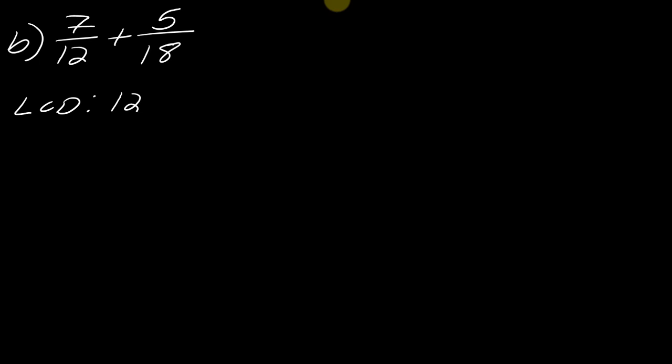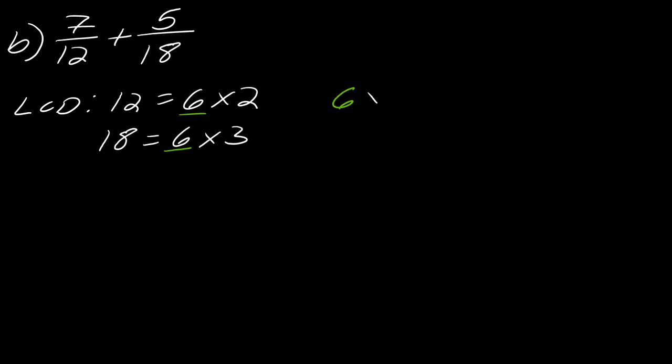So, or sorry, not 12, 6. So I can rewrite 12 as 6 times 2, and I can rewrite 18 as 6 times 3. So my LCD then is going to be, I write that 6 down, that thing that they have in common, I write that down once, and then times 2 times 3, so this is going to equal 36.